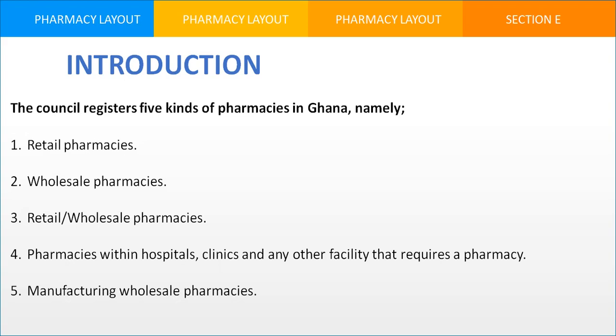Introduction. The Pharmacy Council registered 5 kinds of pharmacies in Ghana. And this is important because once we have a pharmacy, depending on our operation, it's going to show the type of layout we use. So a retail pharmacy layout is different from a wholesale pharmacy layout, and a wholesale pharmacy layout is different from a retail wholesale pharmacy layout. And as the presentation continues, we are going to know the types of layouts they have.